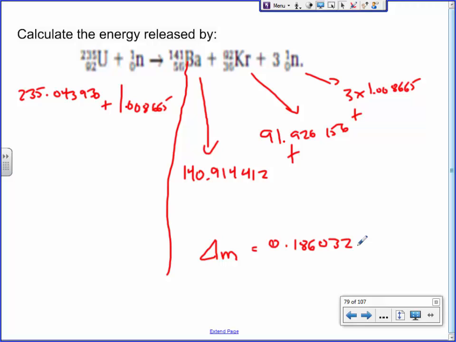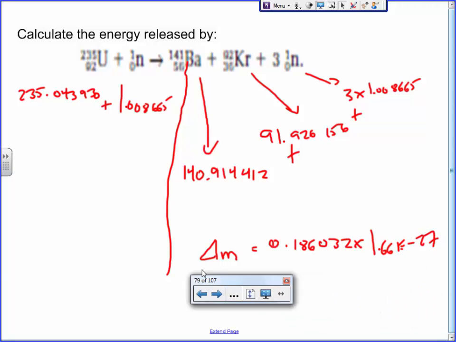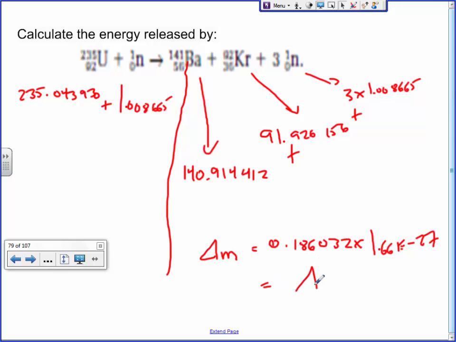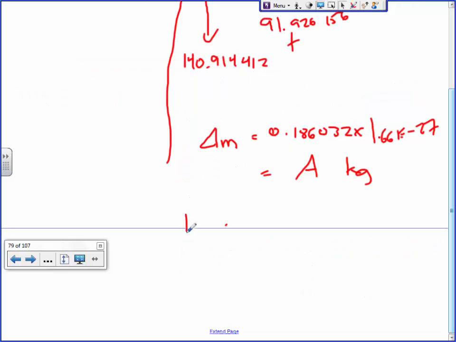Okay, so if that's your mass, now keep in mind your units. I did all of this in what's known as the atomic mass unit, which is going to need to be times by 1.66 times 10 to the minus 27 to get this into kilograms. So I'm just going to write it as A kilograms, and then to get the amount of energy that's released, it'll be mass times the speed of light squared. So I'll just do the rest of my calculator. Times that by 1.66 times 10 to the minus 27, and then times by the speed of light squared.